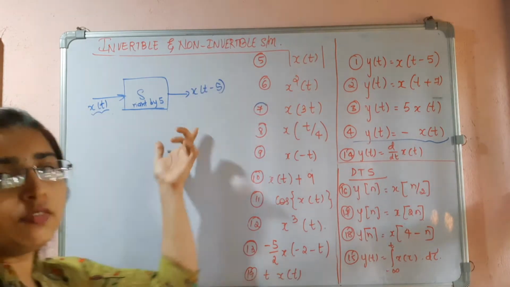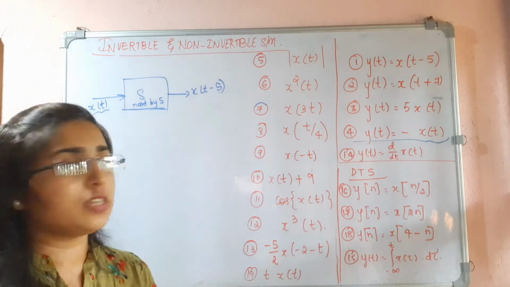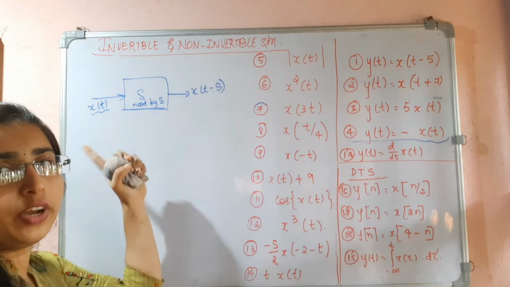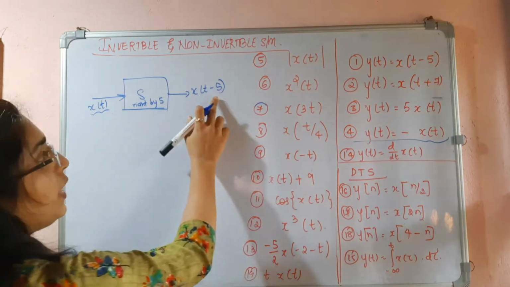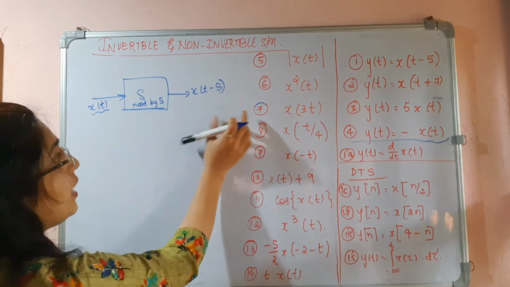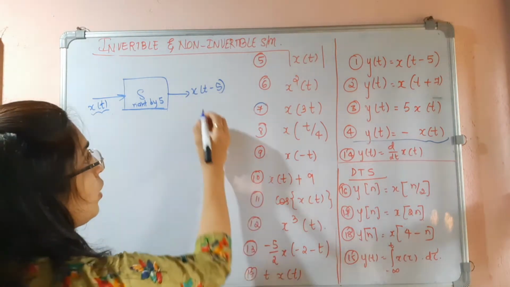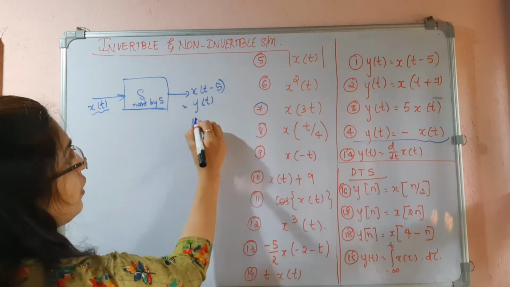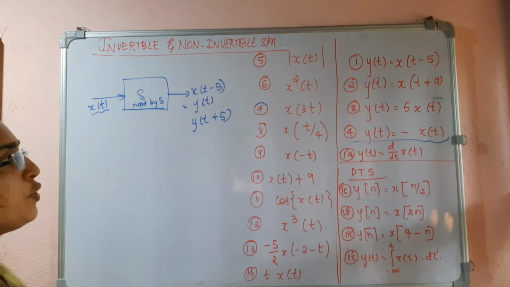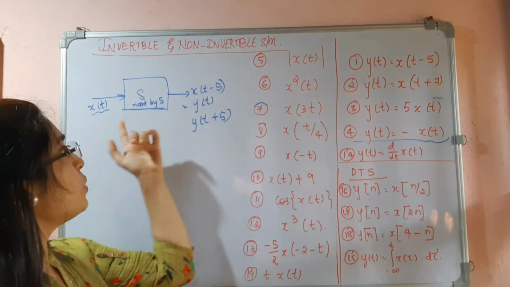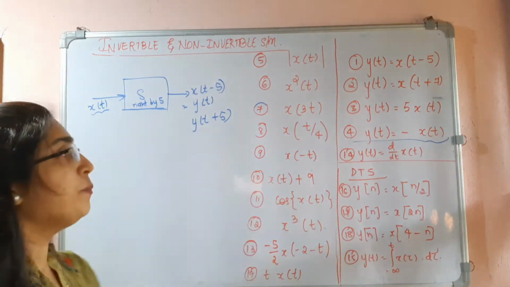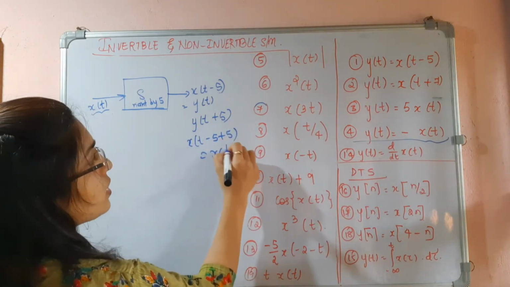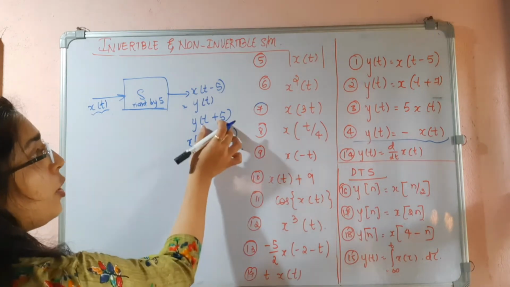So if this is an invertible system, then what is the inverse system of this? To recover the signal x of t, what can I do? This was shifted right by 5. Now I will shift it left by 5. Suppose this is y of t. If this is shifted, y of t plus 5, it is shifted left now, right? So this was shifted right, now this is shifted left. So what happens? x of t minus 5 plus 5 is equal to x of t. So this will be your inverse system.